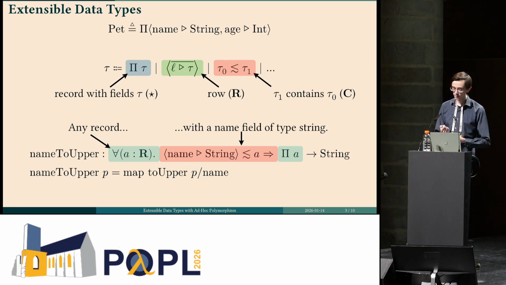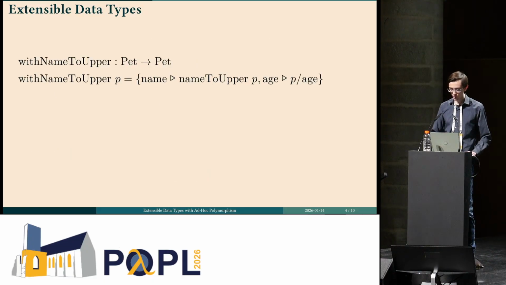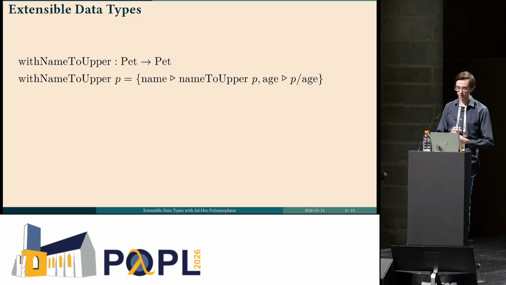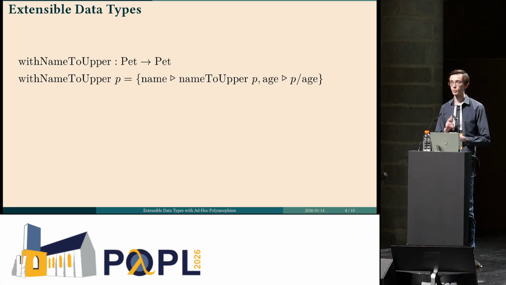Because however A is instantiated, the fact that this constraint is present will ensure that the name field is there and has the right type. Okay, so that's the first example. Now I want to give a second example so we can see the other type of row constraint that often comes up.